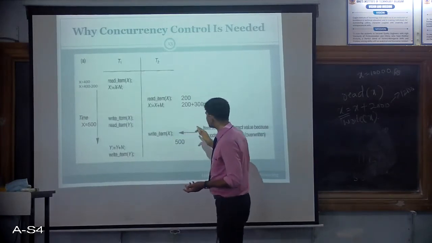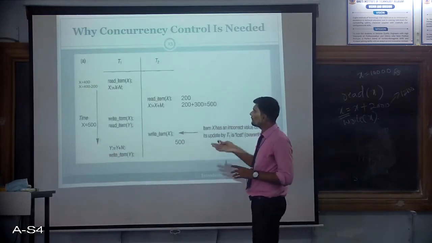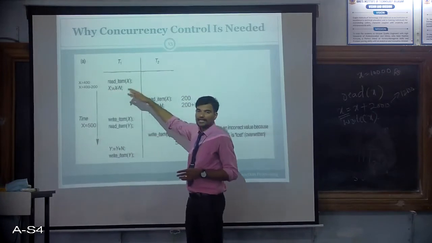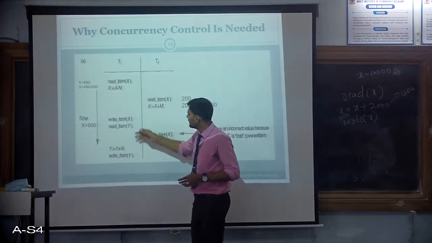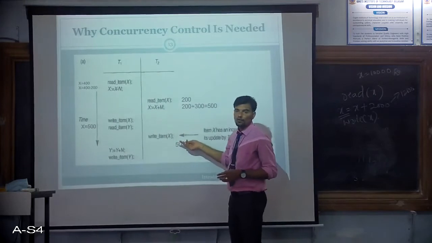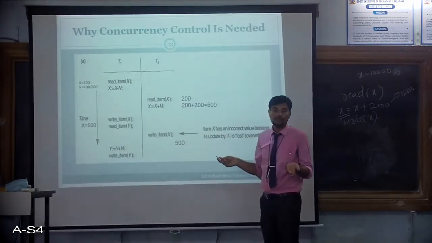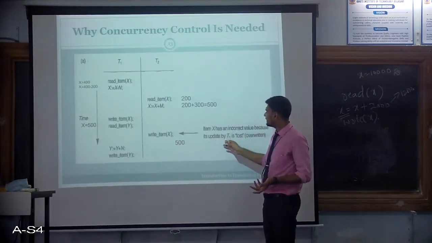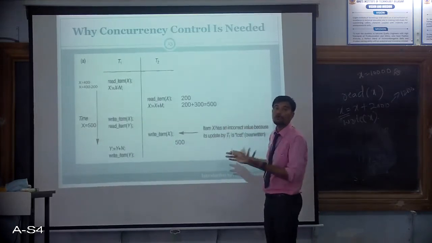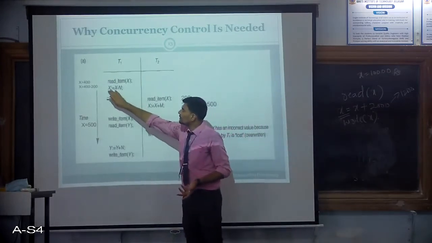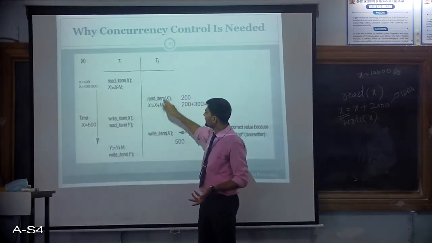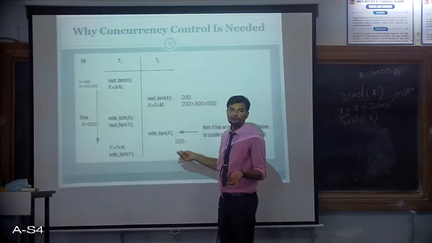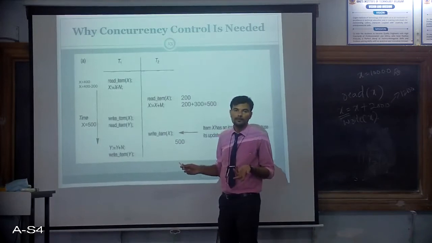But what is the problem? Whatever T1 has updated, that is 200, has been read by T2, but finally it is writing 500. So that is what we call the lost update problem, where item x has an incorrect value because whatever was updated by T1 is lost or overwritten. The value written by T2 should be 200, but finally it is writing 500. So this is called the lost update problem.